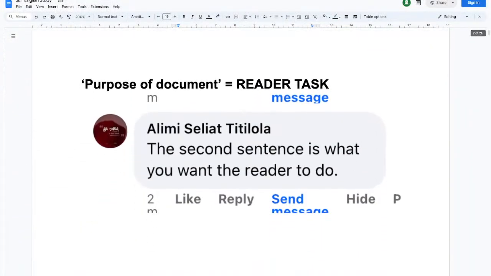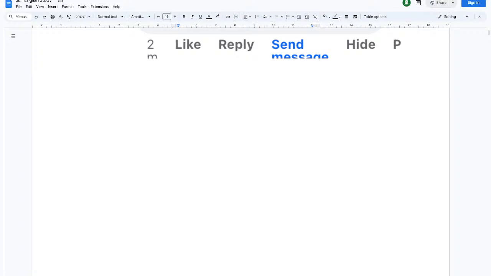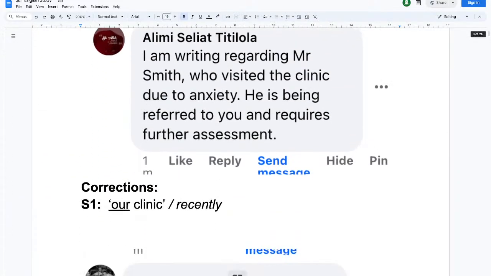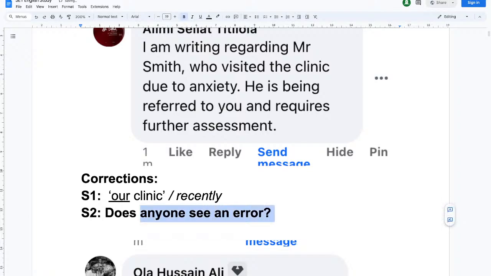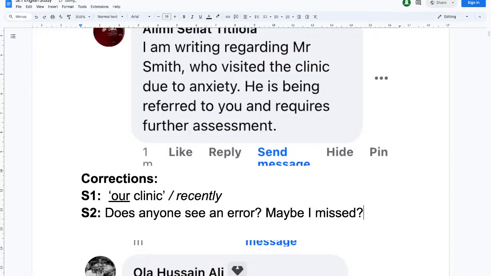Now, guys, this is sentence 1 from Alima. Oops, let me just go back. It's very hard for me to scroll down sometimes. Sentence 2: "He is being referred to you and requires further assessment." Does anyone see any errors here? If you're watching on YouTube or Facebook, I don't think there is one. To me, there are no mistakes, but maybe I missed one. Type in the chat, guys, if you see an error that I have missed in her second sentence, but to me that looks really good. So well done, fantastic stuff.